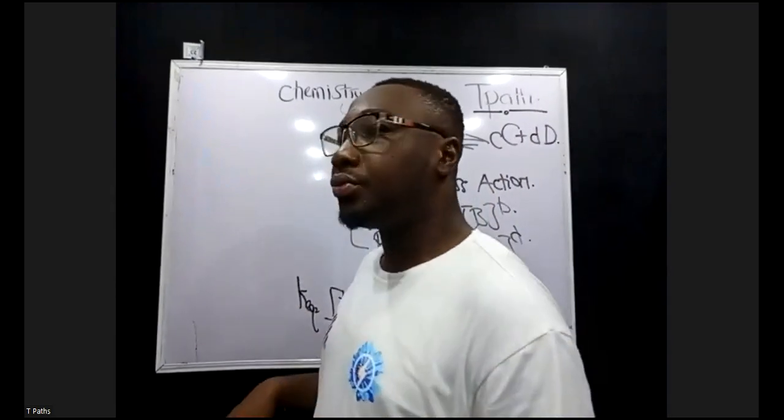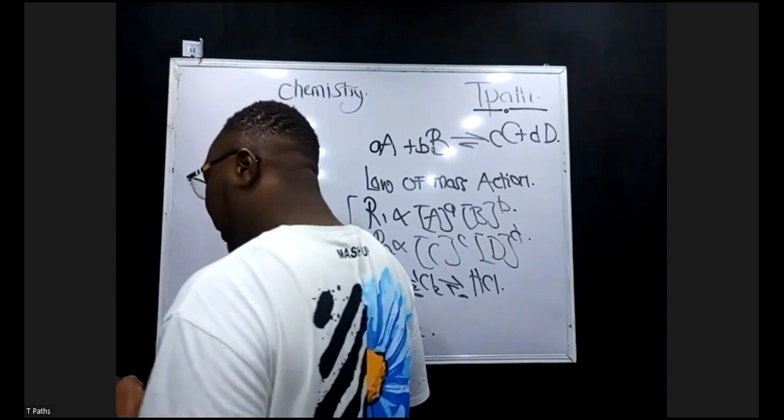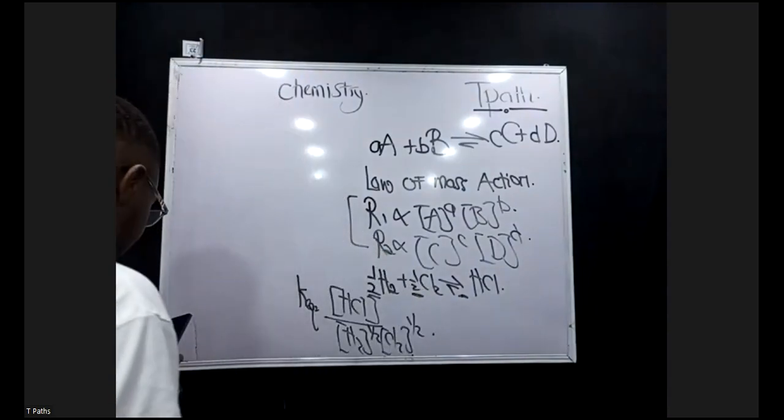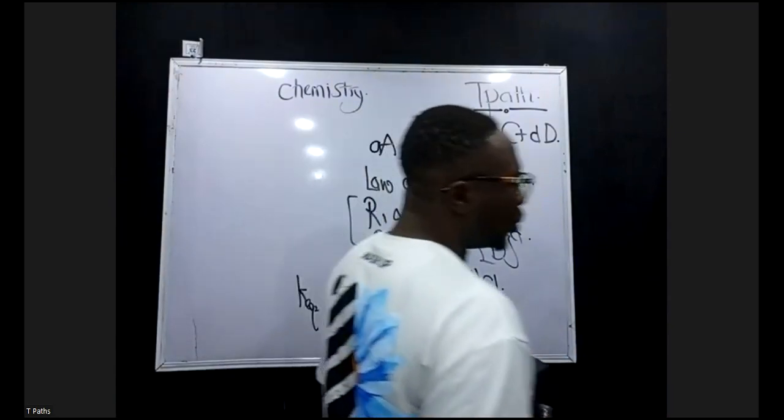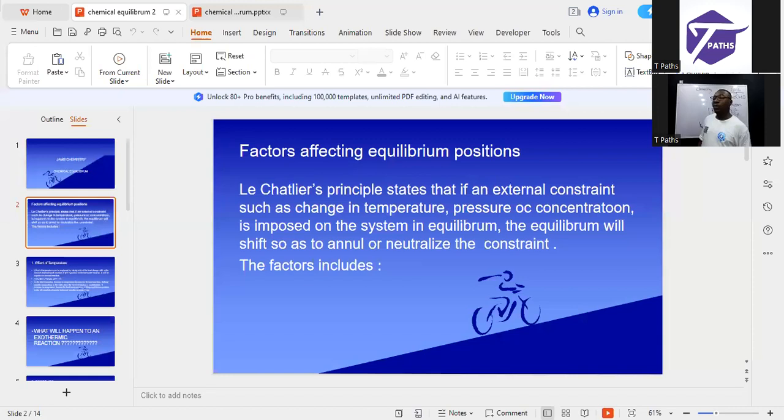Now, let's mention the factors affecting equilibrium positions. Before we go to number one, temperature, we need to understand the system called Le Chatelier's principle, a very popular thing that every scientist must know. What is Le Chatelier's principle? It states that if an external constraint, such as a change in temperature, pressure, or concentration, is imposed on a system, the system will shift so as to annul or neutralize the effect.